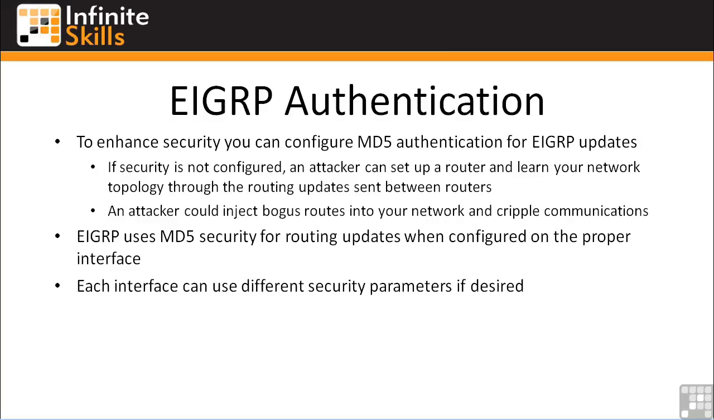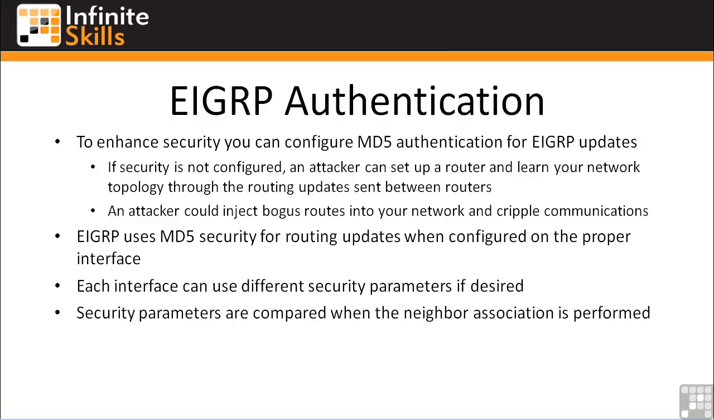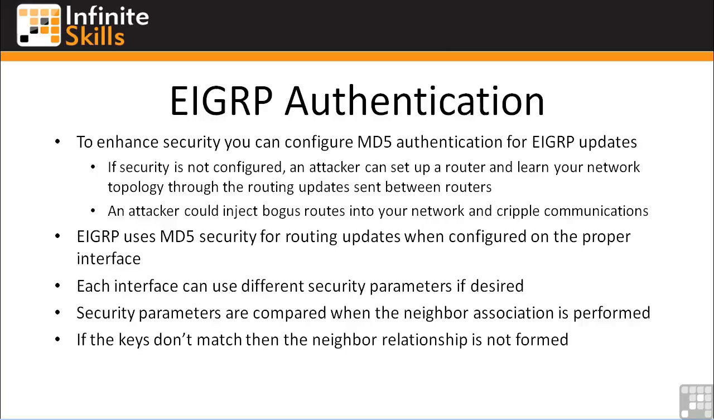If you'll recall from our overview of EIGRP, security parameters are one of the things that's compared when the neighbor association is formed. Quite simply, if the keys don't match, then the neighbor relationship is not valid. It's not formed, and you can't exchange routes with your neighbor. We'll see this in the lab. As soon as I configure authentication on one of the interfaces, you'll see that the neighbor association goes away because the neighbor doesn't have the key yet.